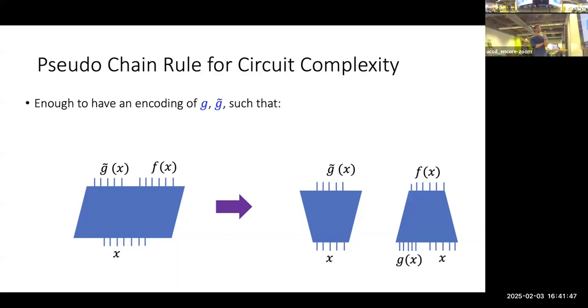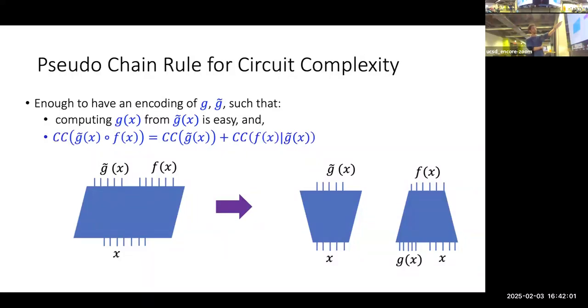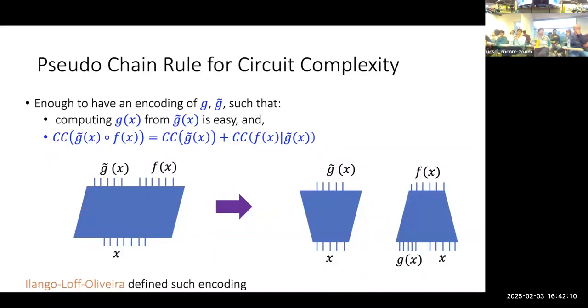So what we actually need is to prove that for every G there is an encoding of G, G hat, such that computing G of X from G hat of X is easy, and the chain rule works for G hat. This will be enough. And it turns out that there is such an encoding. We can do it for circuit complexity.